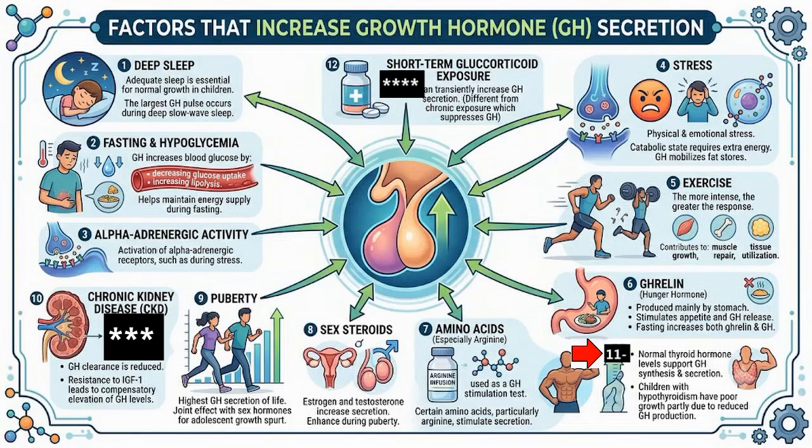11. Thyroid hormone, thyroxine. Normal thyroid hormone levels support GH synthesis and secretion. Children with hypothyroidism often have poor growth partly because GH production is reduced. 12. Short-term glucocorticoid exposure. Short-term exposure to glucocorticoids can transiently increase GH secretion. This is different from chronic exposure, which suppresses GH.